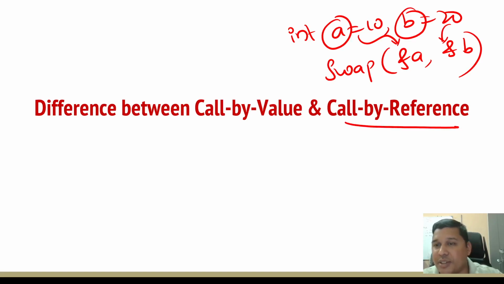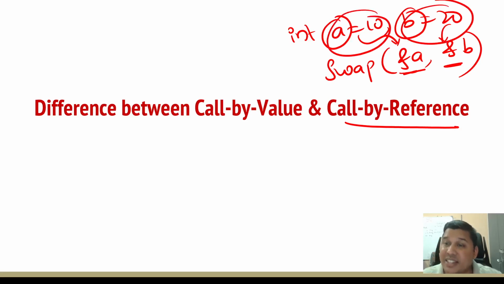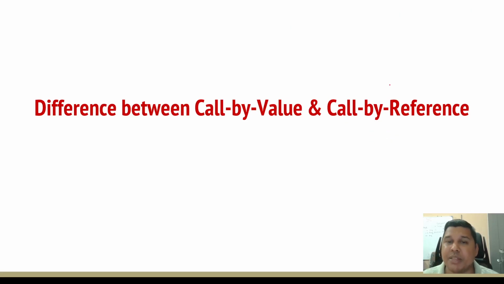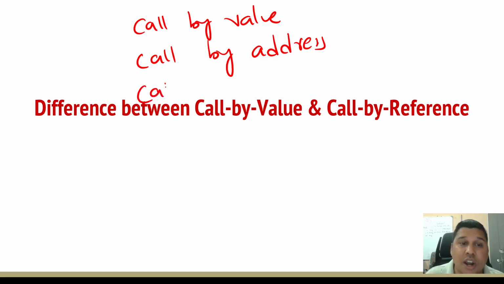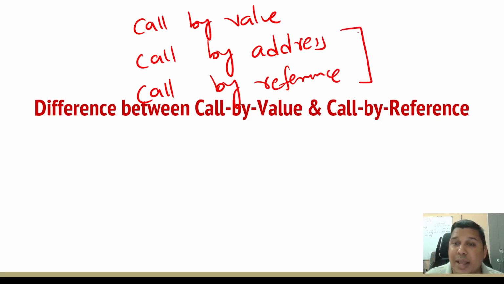This is call by reference. So here you are passing the address. Now, what if you create a reference variable for this A and B and send those reference variables? That is actually call by reference. Sometimes in some textbooks they say there is call by value, call by address, and call by reference. Okay, both are not the same. Address and reference are not the same. Okay, let's try to understand this.